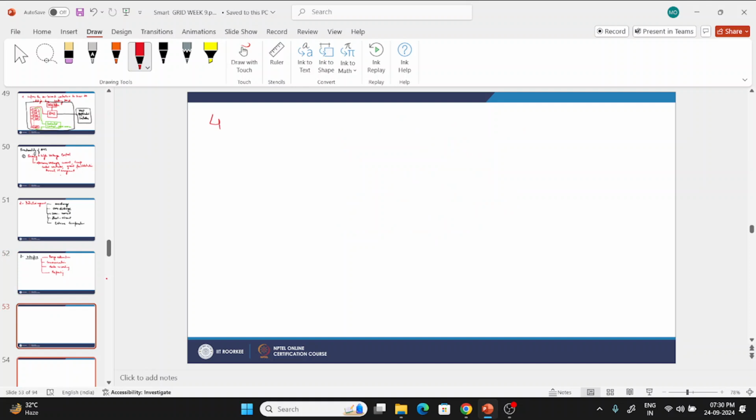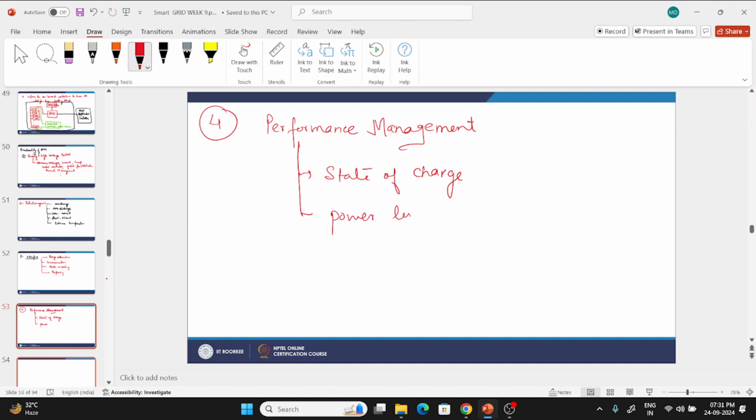Another operation or work of the BMS is performance management. What is performance management? It means estimating the state of charge, and computing the power limits. What are the power limits computation? Okay, and then equalization or balancing of the cells. Equalize the cells because a battery pack is made by adding different cells, and when we fabricate them their voltages become different, their concentrations become different, so we have to equalize the voltages of the cells.